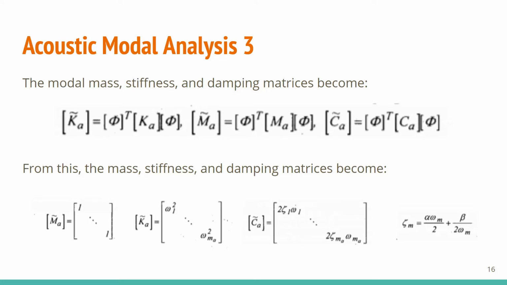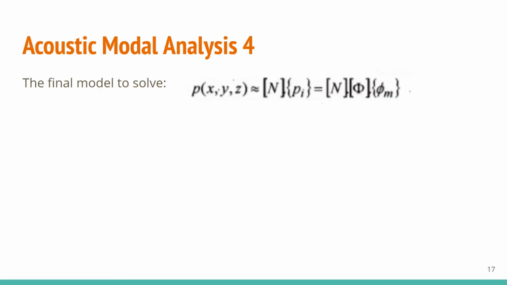From this, the mass, stiffness, and damping matrices become Ma equals identity, Ka becomes omega squareds. Those are like relating to your eigenvalues that are important. And Ca turns into 2 times the damping constant times omega, and the damping coefficient's on the right there. The final model to solve is P of x, y, and z approximately equals the shape function times Pi, which equals the shape function times phi m.